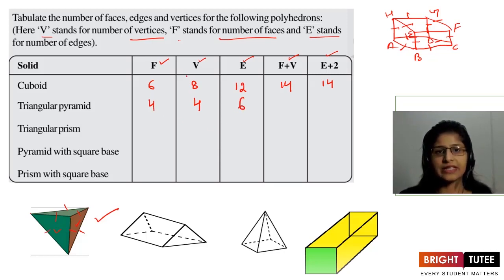So let us add faces and vertices. 4 and 4 is 8. And E plus 2, that is edges, the number of edges is 6. 6 plus 2 is 8. Okay, I hope this is clear.